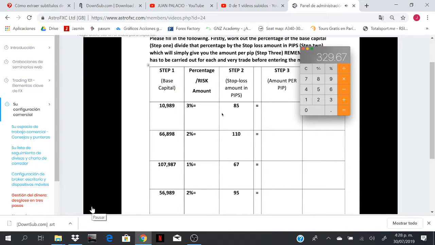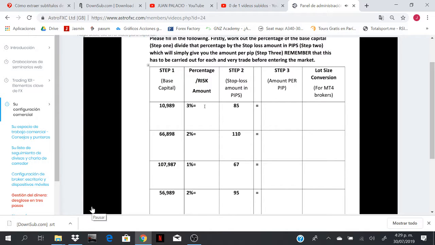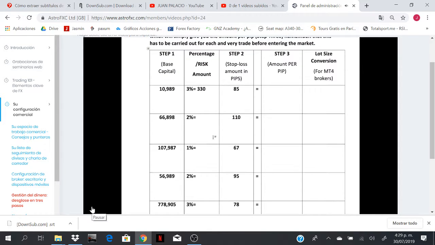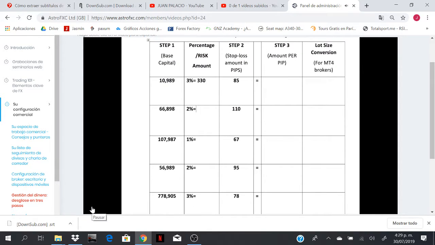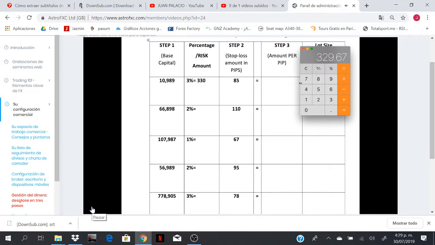To make things easy on yourself, round it up to the nearest 10. So in this case, I'm going to say 330. Cool. On to the next one. Slightly bigger account this time. We'll fill in step 3 afterwards once we have all of these figures down. So, starting again.